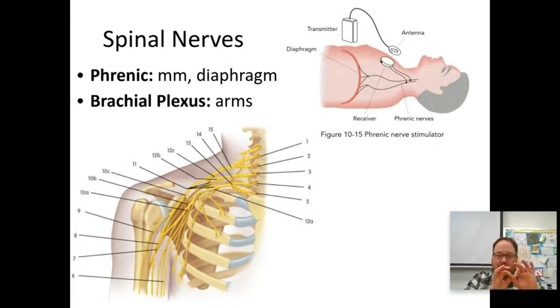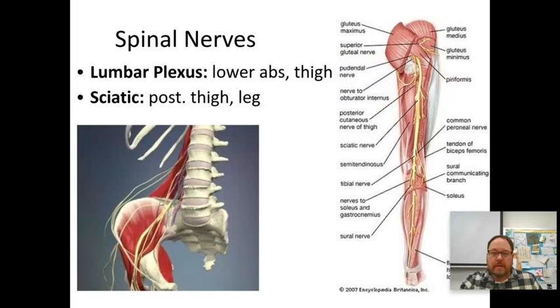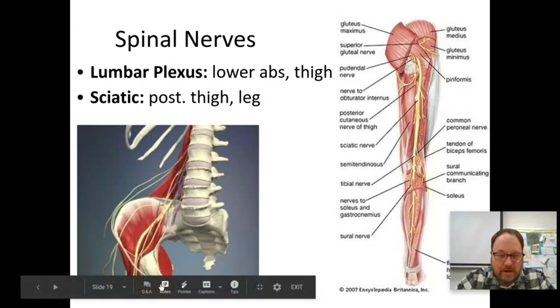A plexus is like a bundle of nerves. So the brachial plexus is the bundle that innervates the upper extremity and the chest. And then down in the lower back, we have the lumbar plexus that branches off the spine and innervates the lower abdominal cavity and the thigh. And then a big nerve in this is the sciatic nerve. The sciatic nerve exits in the lower back and innervates the thigh. And again, when people have a lot of lower back pain or stinging lower back pain, it may be pinching that sciatic nerve.